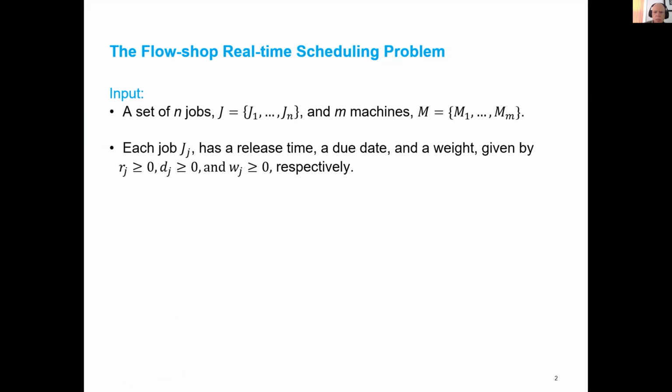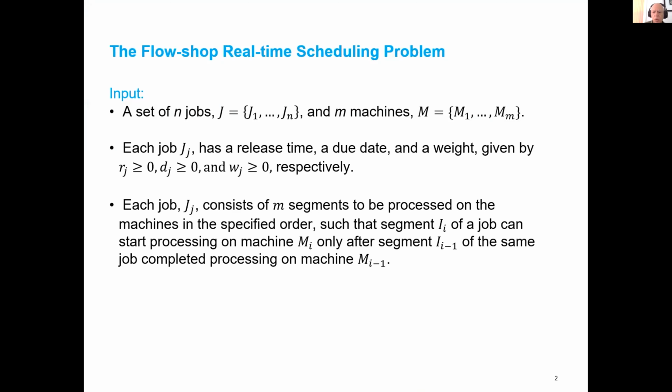So what is the problem that we are looking at? Maybe some of you are not familiar with scheduling problems, so let me try to define it. The input to the problem is a set of n jobs and also a set of machines. The jobs are J1 to Jn, the machines are M1 to Mm. Each job has a release time, a due date, and a weight. This is why we call it real time, because for each job we have an individual release time and a due date.